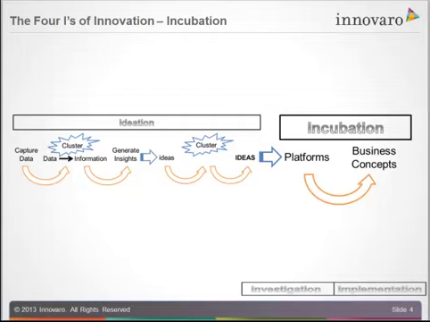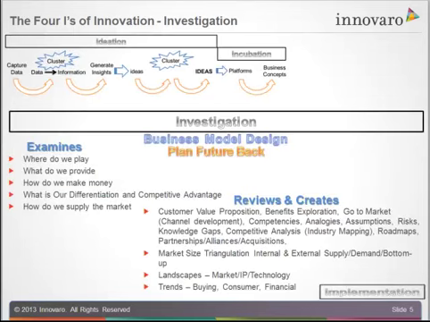So incubation is about combining ideas into platforms and platforms into business concepts. So then let's move on to investigation. And investigation is again a major step. What we really do in here is we get into the design of the business model. And I can tell you, every company has at least one business model of how they do business. They've got a sales cycle. They have people that they call on. They have a way they produce things. They have a way that they work with their suppliers.